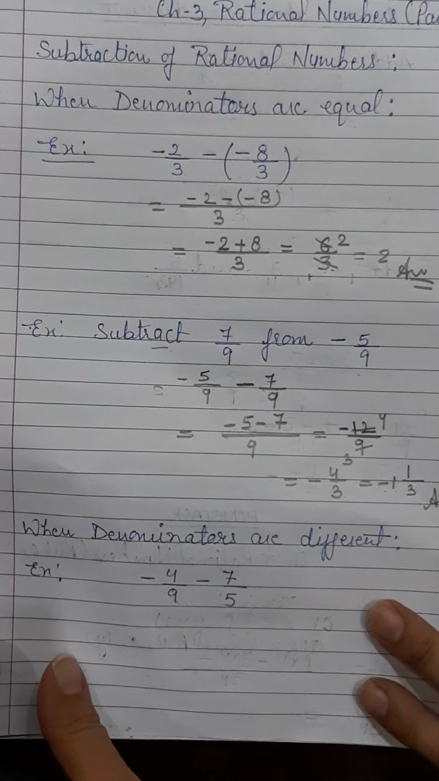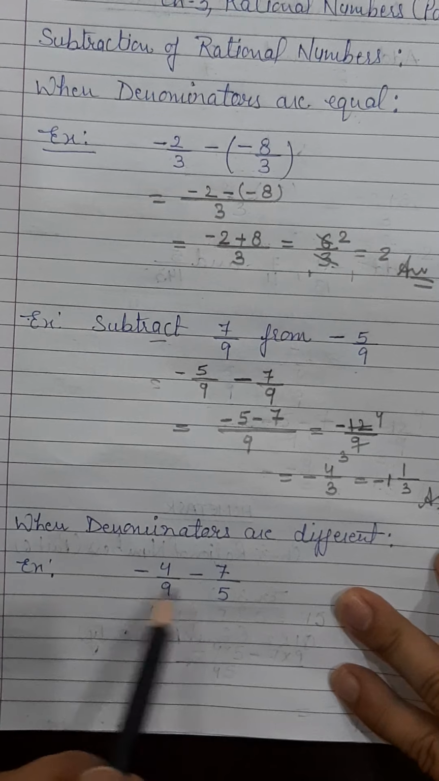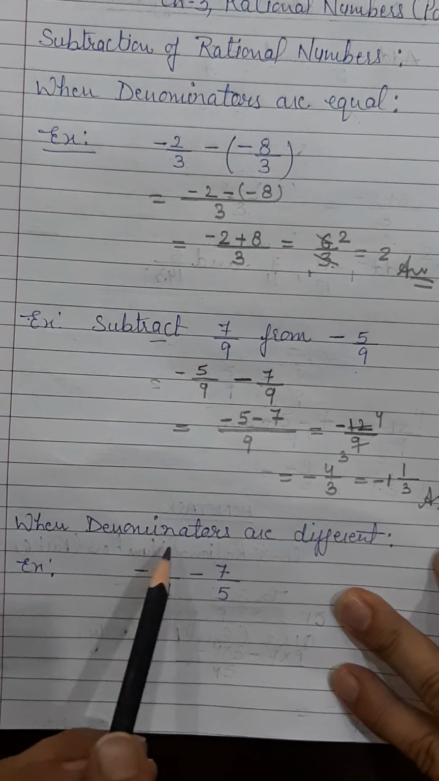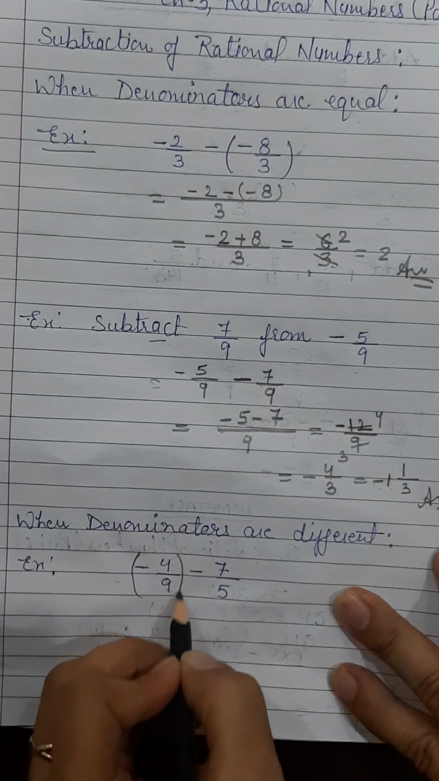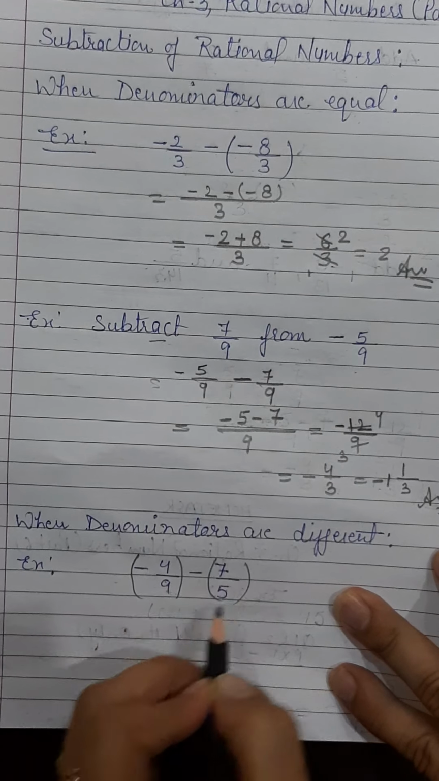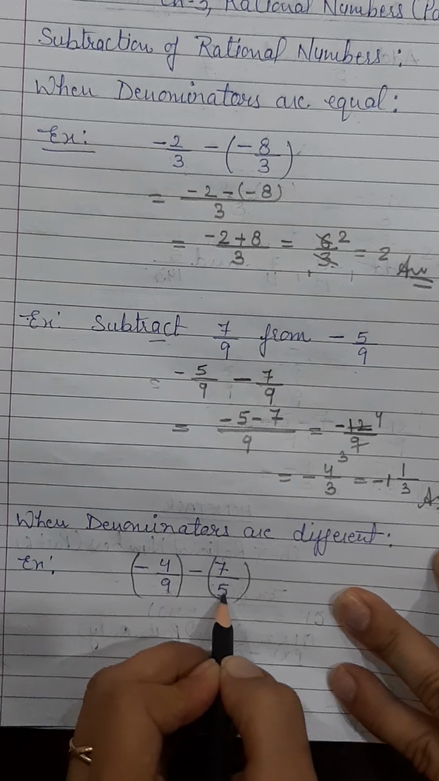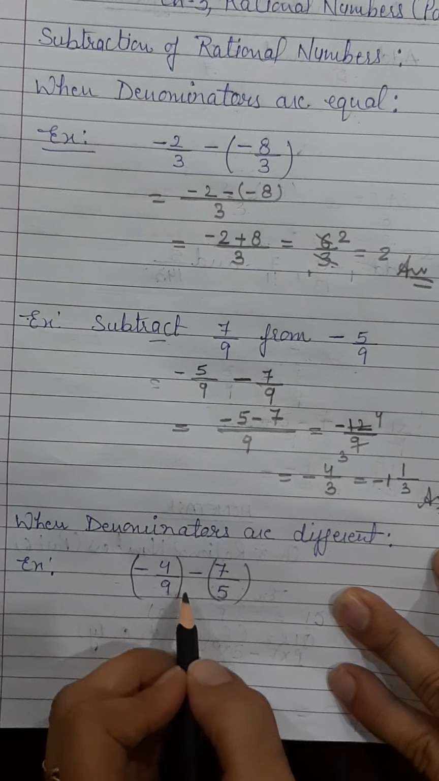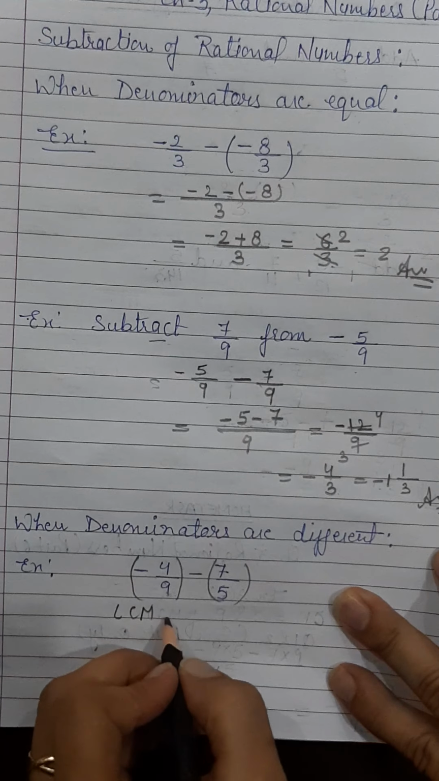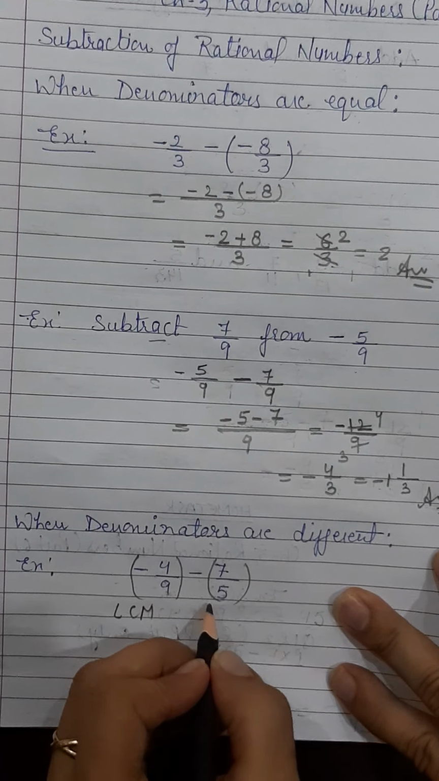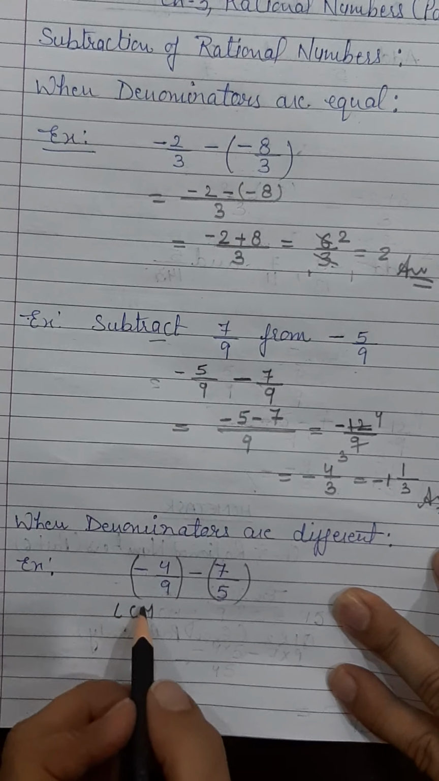Now in case when denominators are different and you have to subtract two rational numbers. Clear? When denominators are different, here minus 4 by 9 and 7 by 5. In these two rational numbers, denominators are different, 9 and 5, and you have to subtract. Then in that case, you have to take LCM, right? You have to make denominators same first and then same process after that.